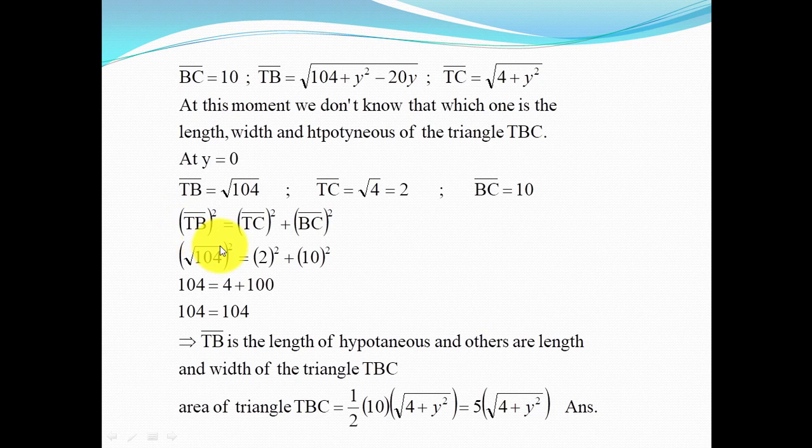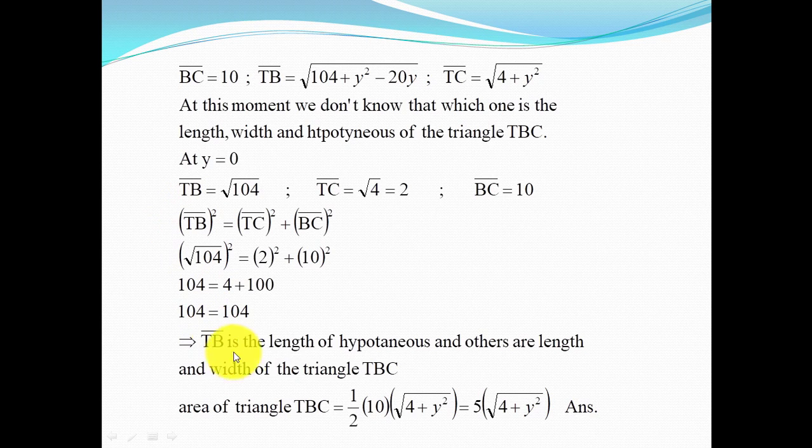So first of all, putting these values, TB is equal to the square root of 104, TC is 2 and BC is 10. This is 4 plus 100, which is 104. The left hand side is equal to the right hand side. It means that the Pythagoras theorem holds. So this implies that this term is the hypotenuse.